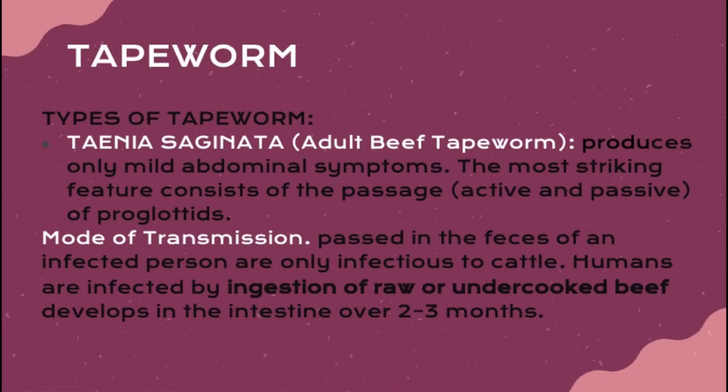Types of tapeworm. One is the Taenia saginata, also known as the adult beef tapeworm. Produces only mild abdominal symptoms, and the most striking feature consists of the passage of proglottids. Proglottids are tapeworm segments containing both male and female reproductive organs. Mode of transmission, it is passed in the feces of an infected person, and the eggs are only infectious to cattle. Humans are infected by ingestion of raw or undercooked beef, and it will develop in the intestine over 2 to 3 months.